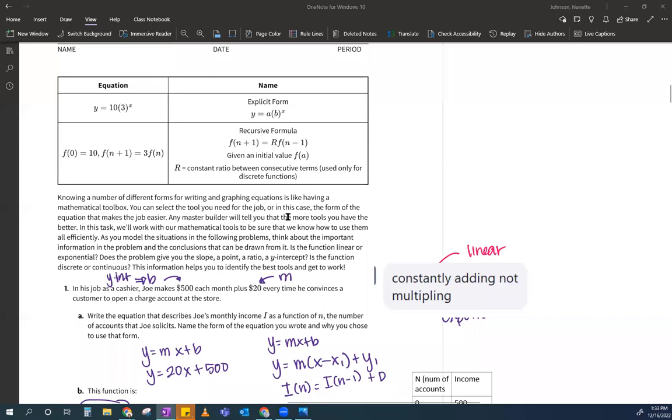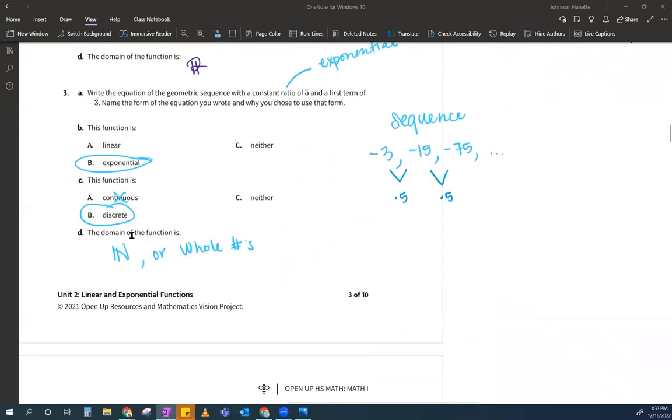Very good. Someone asked, Ms. Johnson, why doesn't this one get negative numbers? In reality, if I say this is my first term, a 0th term kind of makes sense, but the negative first term does not make sense. Good question though. Does that make sense?